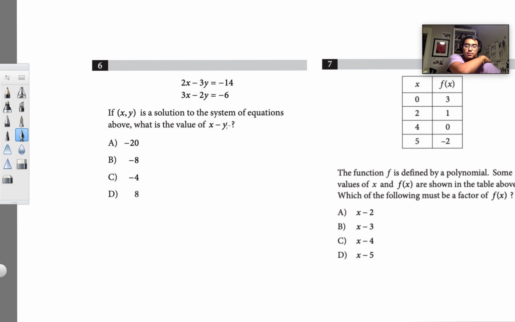But we can't yet. We have to make these equal to each other. So how do we do that? We multiply 2x, the top equation, by 3, and the bottom equation by 2. So let's do that. So 6x minus 9y is equal to negative 42, and then minus, because we're going to combine these two equations, which means we're going to subtract one from the other. And then 3x times 2, 6x, and then negative 2y times 2 is negative 4y is equal to negative 12. You see how we made these equal?